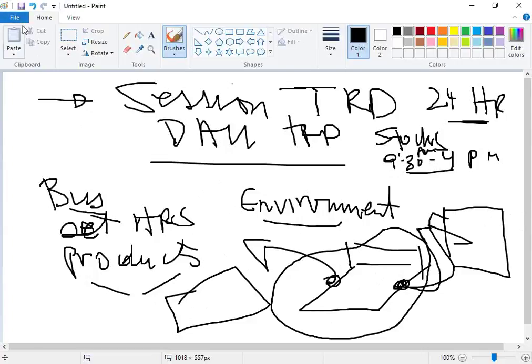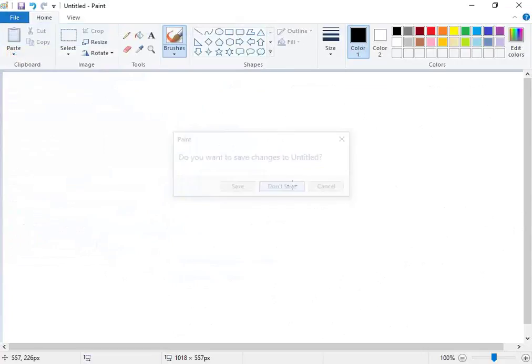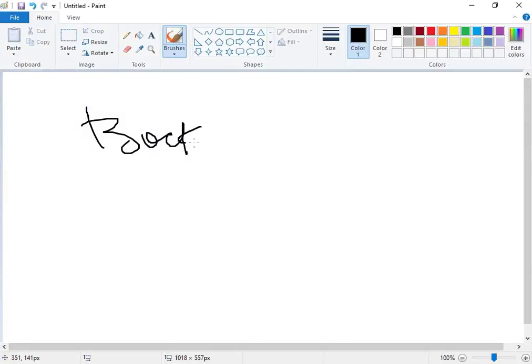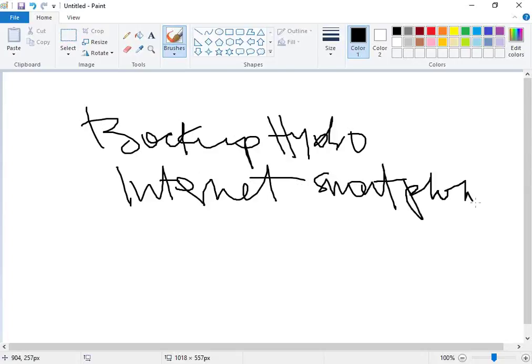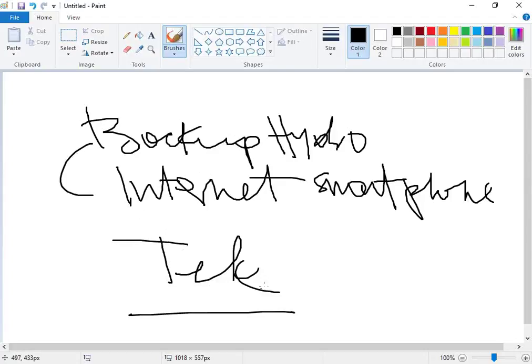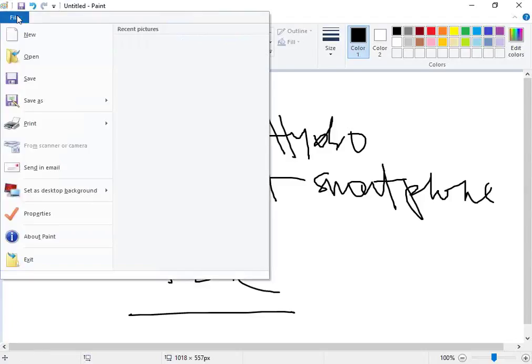You also want to make sure, because you're running a business, you're trading more actively, you want to have backups. Backup for hydro would be your laptop because it has a built-in battery. Backup for your internet would be your smartphone because you can create a Wi-Fi zone. And if both go down, telephone is your backup. So make sure you have your broker on speed dial.